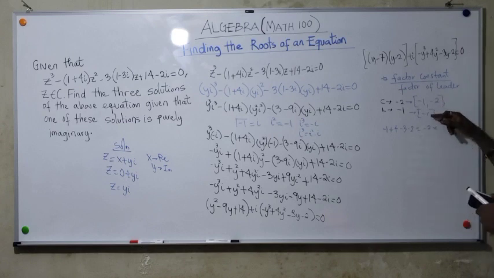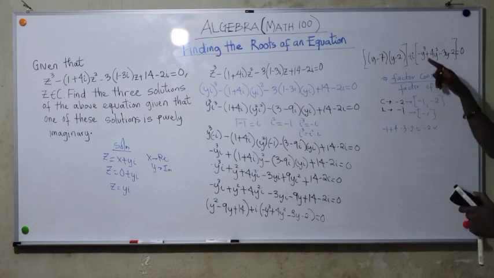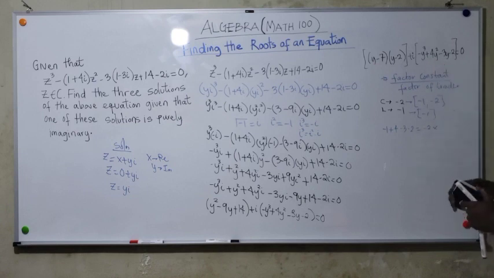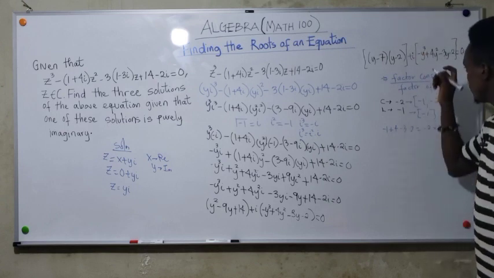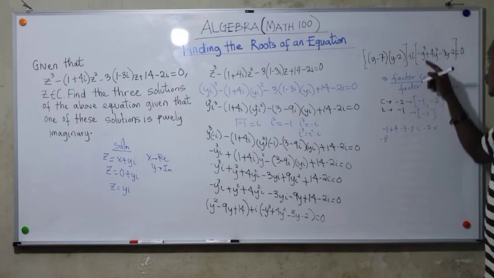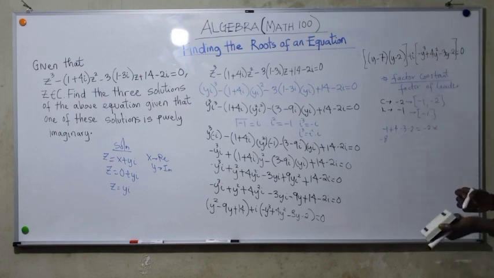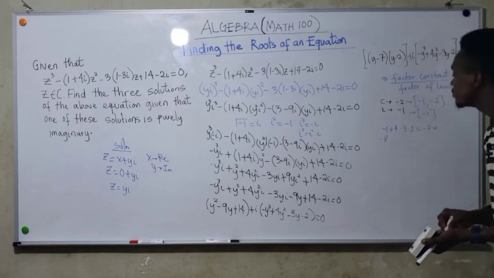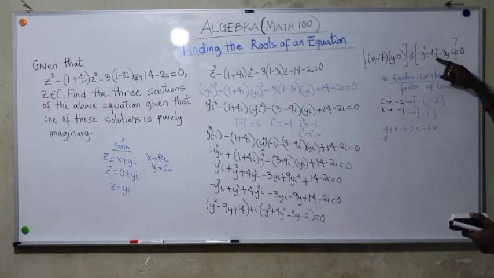The next one we test is this constant divided by this. So we have minus 2 divided by minus 1, which is positive 2. So we test positive 2. For positive 2 in here, we will have minus 8, because 2 raised to the third power is 8, and 8 times minus this is minus 8.